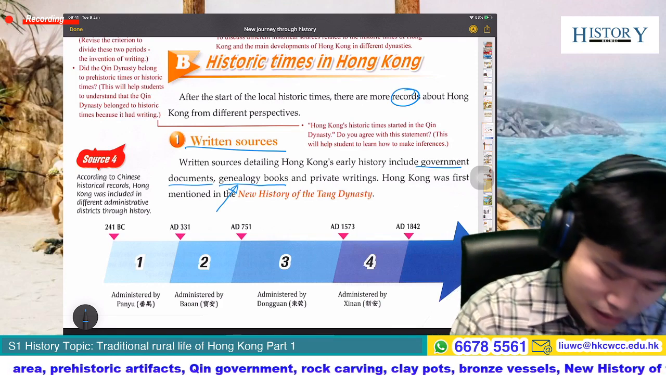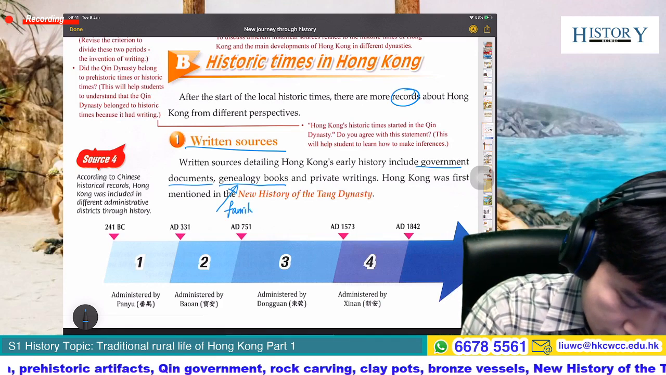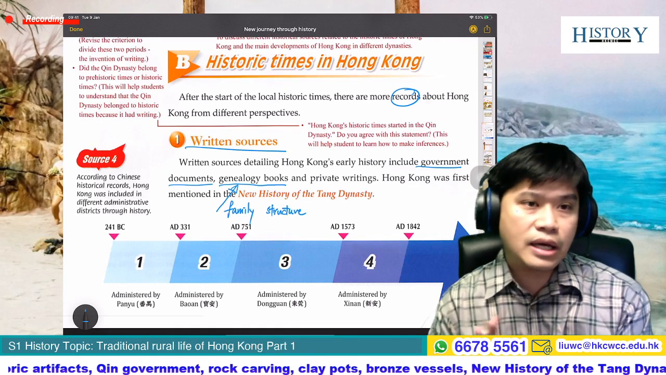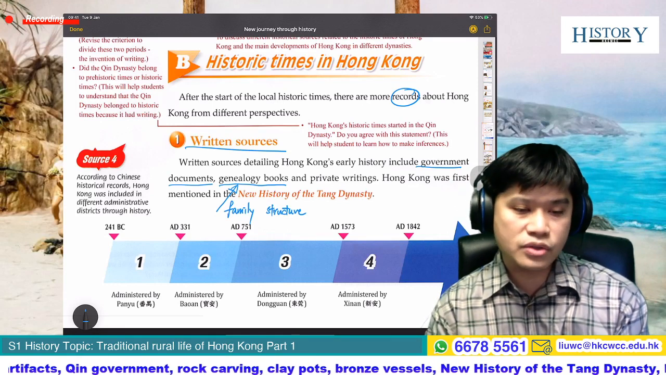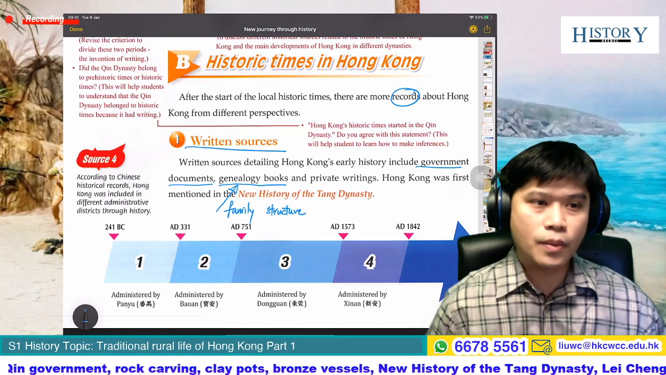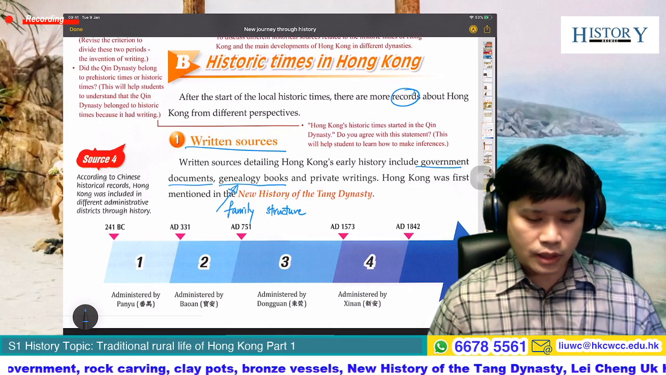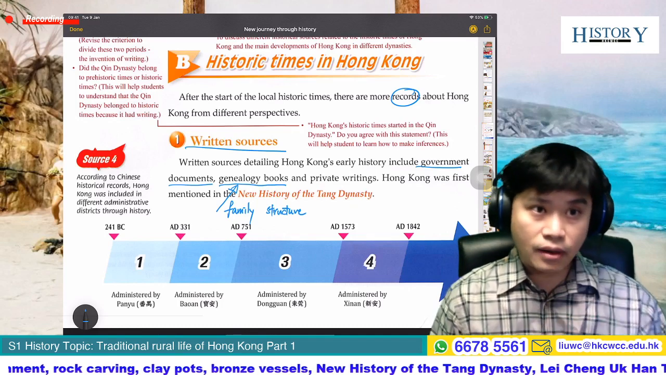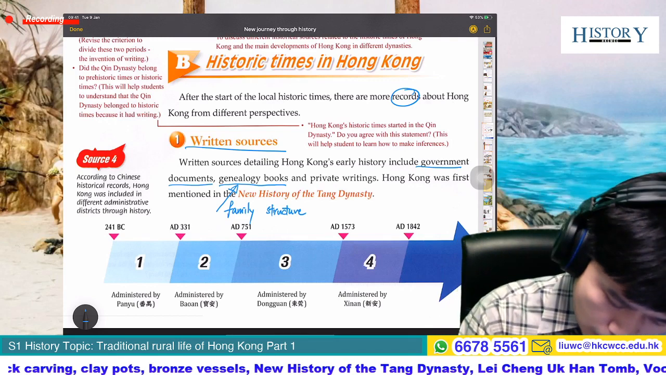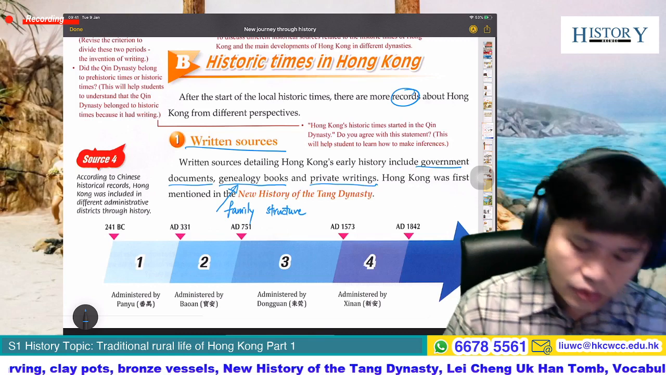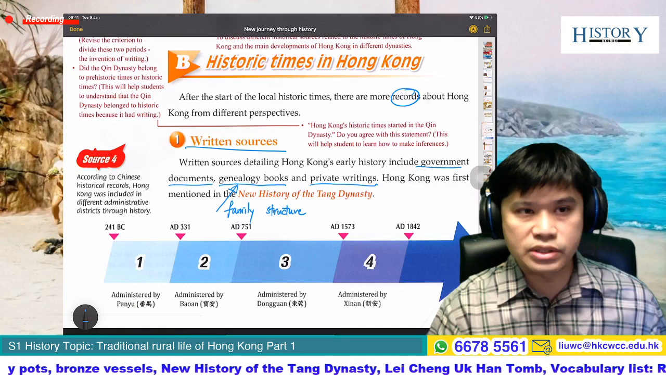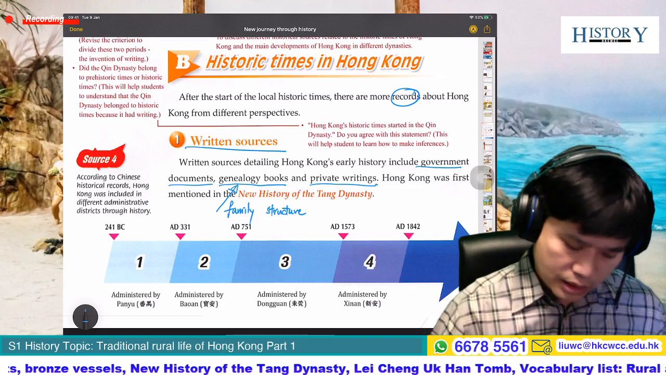What can we study? At least we can study the family structure. It is also a long record, because that will be a record for the whole family. So when we study history and talk about written sources, genealogy books will also be useful. Then private writings, all of these are written sources we can refer to in order to study the history of Hong Kong.